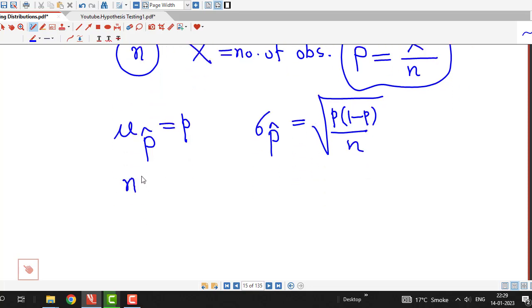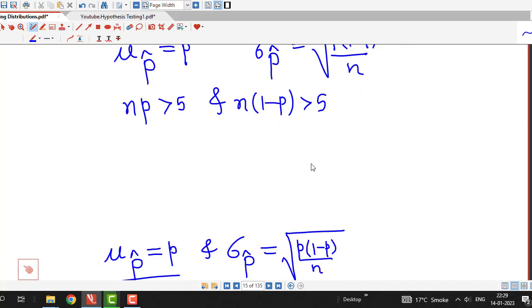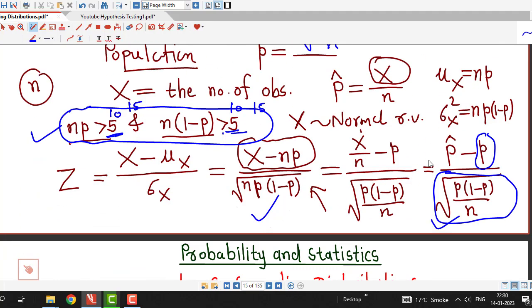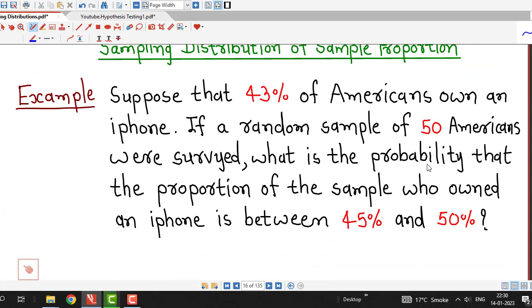And under these two conditions, n into p greater than 5 and n into 1 minus p greater than 5, we can say that Z equal to sample proportion minus its mean, that is small p, divided by its standard deviation, square root of p into 1 minus p divided by n, is approximately a standard normal random variable. So keep this in mind, and using this we can solve this problem.